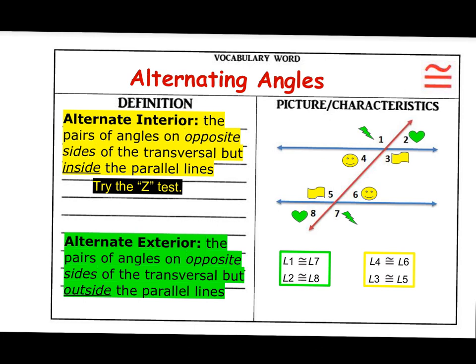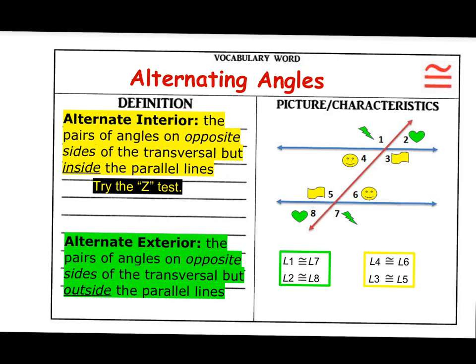First, let's look at alternate interior angles. Alternate interior: the pair of angles on opposite sides of the transversal, but inside the parallel lines. So our first example of alternate interior, let's start with the angles with the happy face. Angle 4 and angle 6 are alternate interior angles. Those angles are congruent.